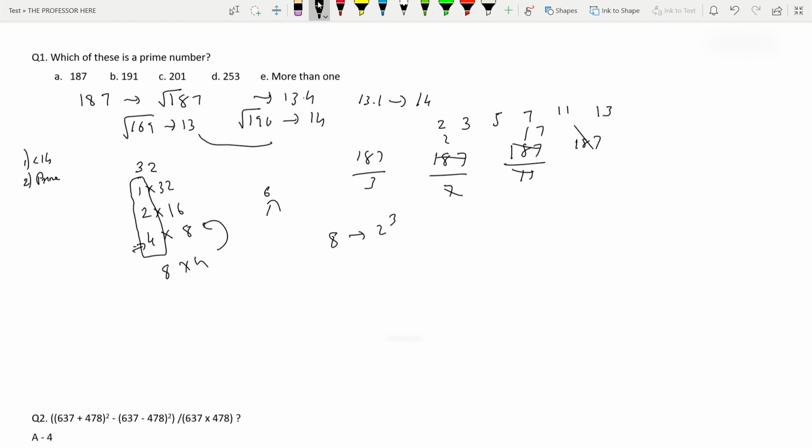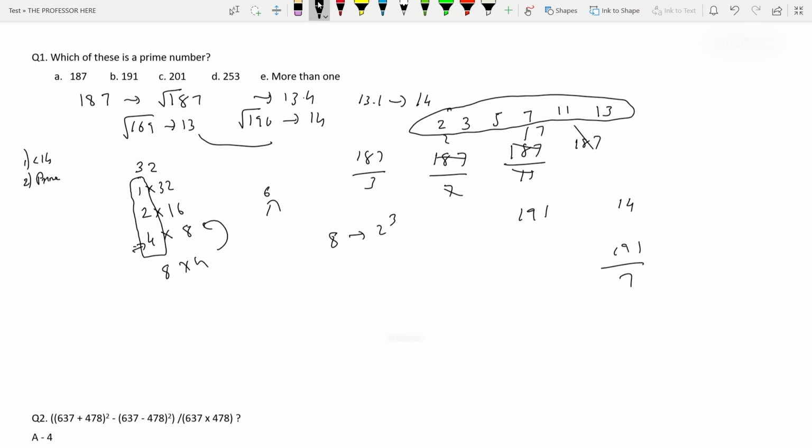Let's take 191. We do the same. We find the root. The root is around 14. So prime numbers less than 14, again the same list, 2, 3, 5, 7, 11 and 13. If we divide it by 2, not possible. 3 is not possible. 5 is not possible. 191 by 7, 5, 1 is not possible. 191 by 11, 8, 1, not possible again. 13 is 6, 1, the remainder becomes 6, 1, it's not possible, and you can just try it on your own.